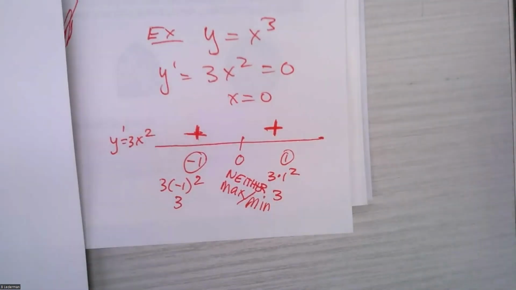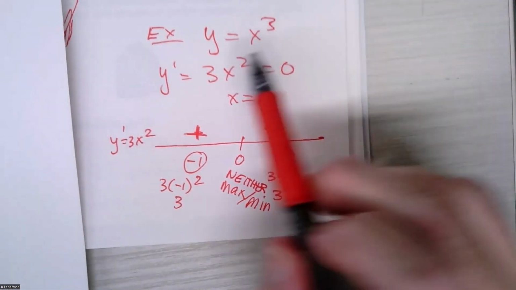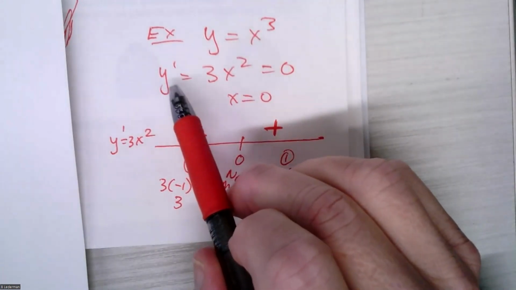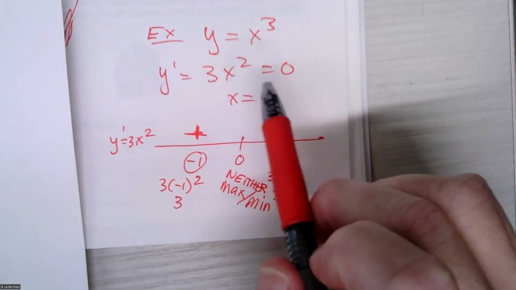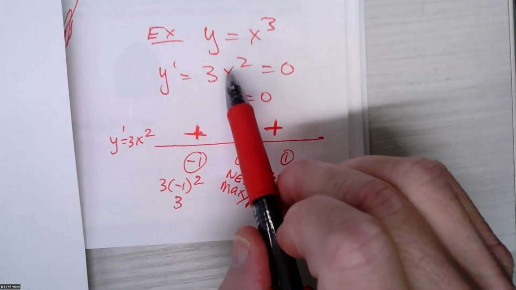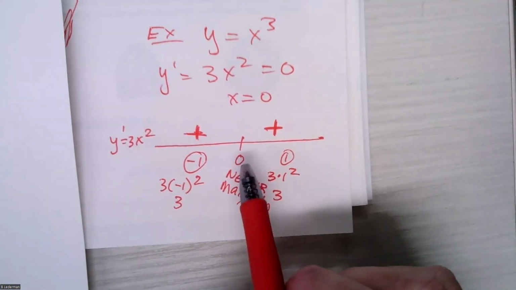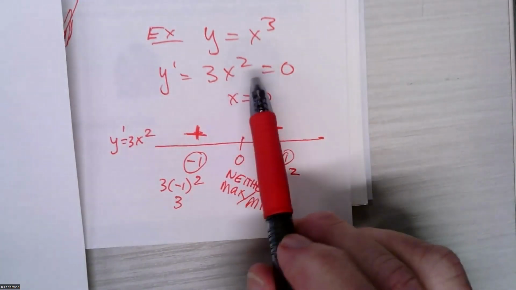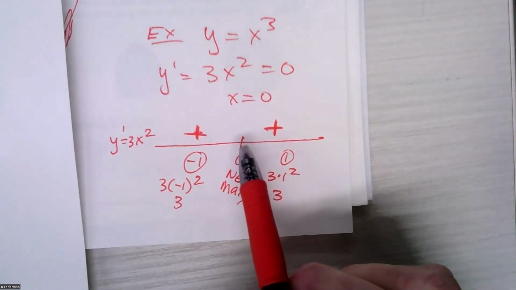Okay, let's look at y equals x to the third power. And I want to find the extrema. So y prime, the local extrema, y prime is equal to 3x squared, which I'm going to set equal to 0, which implies that x has to equal 0. So x is my critical point. It's a point where the derivative is equal to 0 at 0.